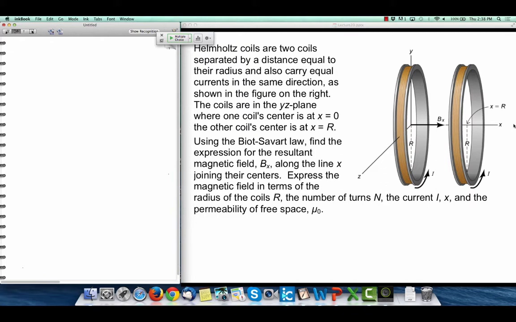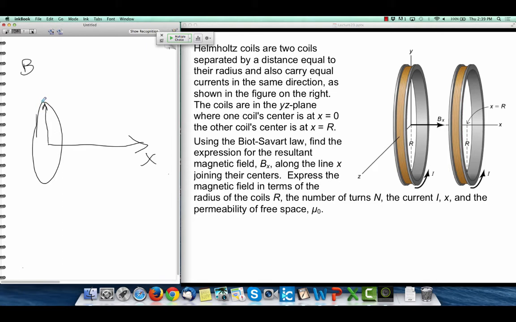This is called a Helmholtz pair of coils. I'll talk about why you would do that in a second. First, how would you find the magnetic field along the x-axis? The answer, I hope, is that you've already done this problem. The Biot-Savart law lets you calculate it. What is this called? R.